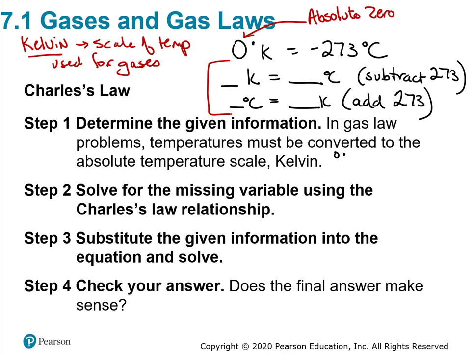But we're going to do the exact same thing, because if we have V1 over T1 equals V2 over T2, you will always know 3 of the 4. If you ever get a temperature in Celsius, you've got to put it in Kelvin.